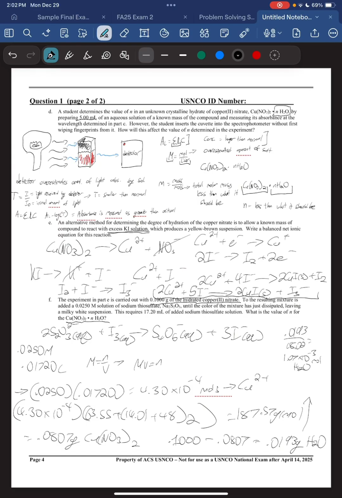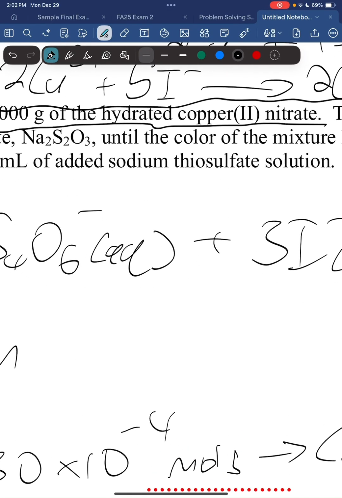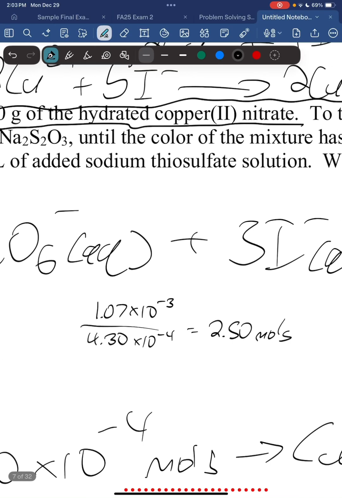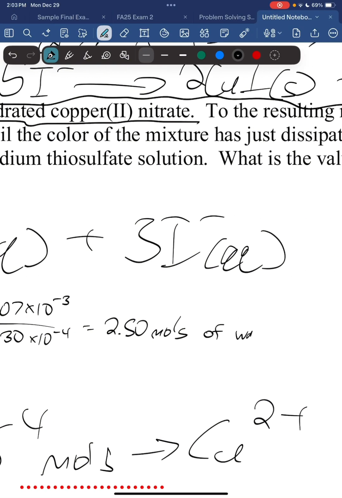But that's just the actual amount of moles of water. So to find the specific ratio, we need to divide the moles of water by our moles of copper. Remember, they're in a specific ratio. And we get 2.50 moles of water. So that means that n equals 2.50.